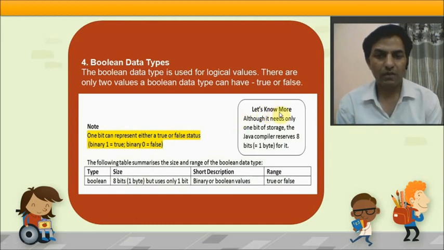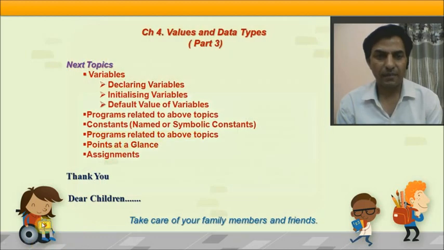Let us know more. Although it needs only 1 bit of storage, the Java compiler reserves 8 bits, that is 1 byte, for it. The following table summarizes the size and the range of the Boolean data type. Its size is 8 bits, that is 1 byte, but it uses only 1 bit, as I informed you just now. Its description is binary or Boolean value. Its range is either true or false.